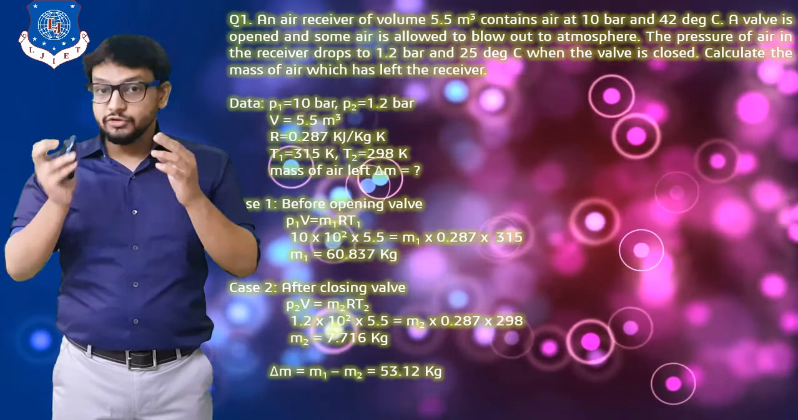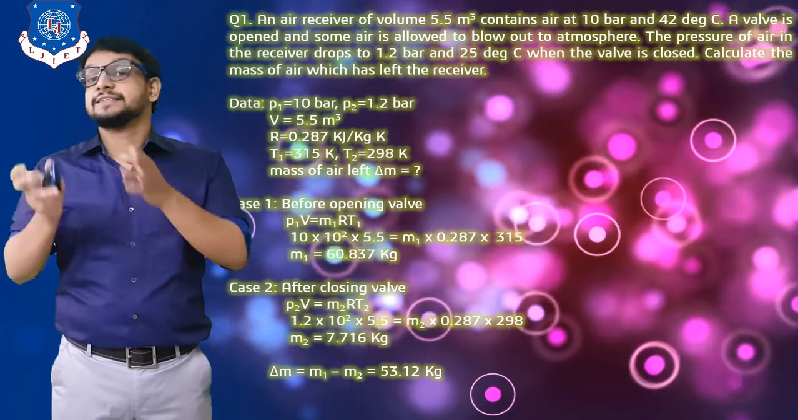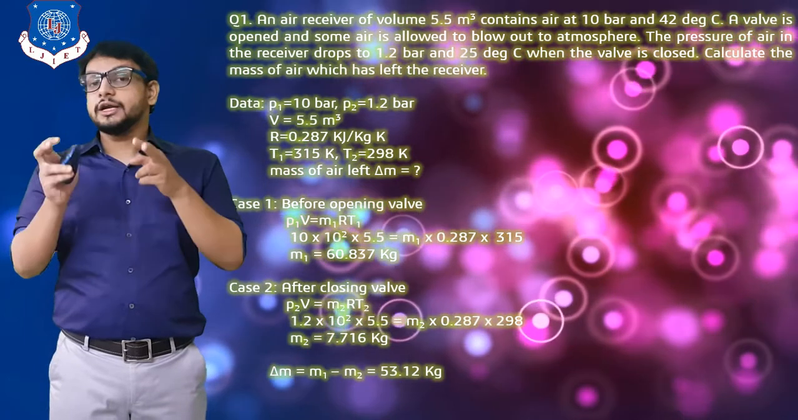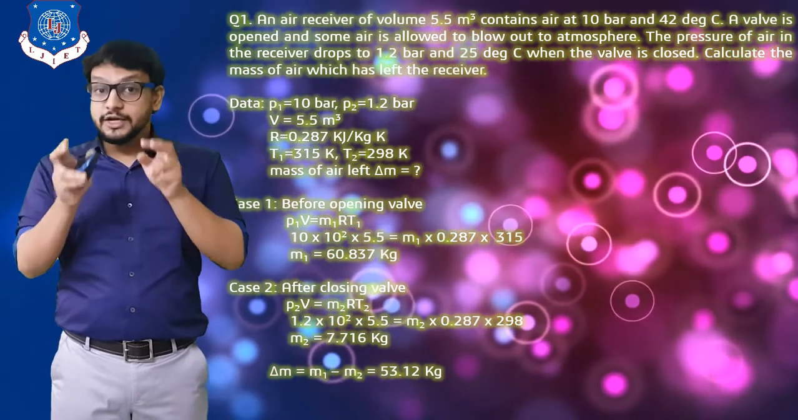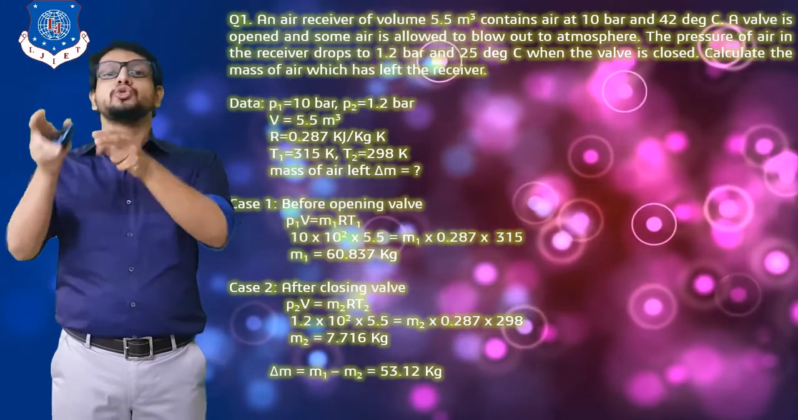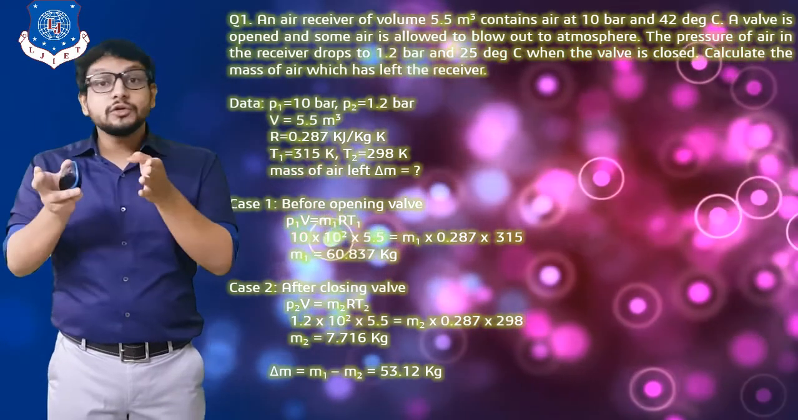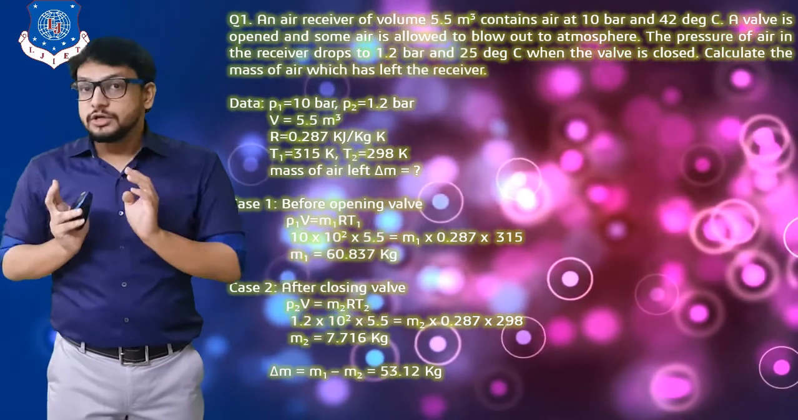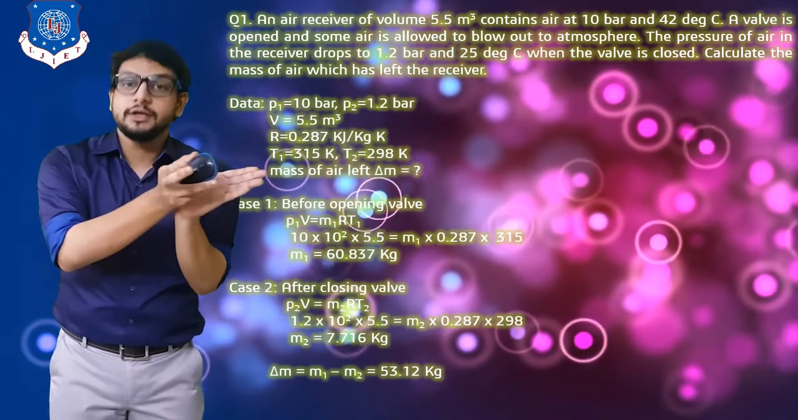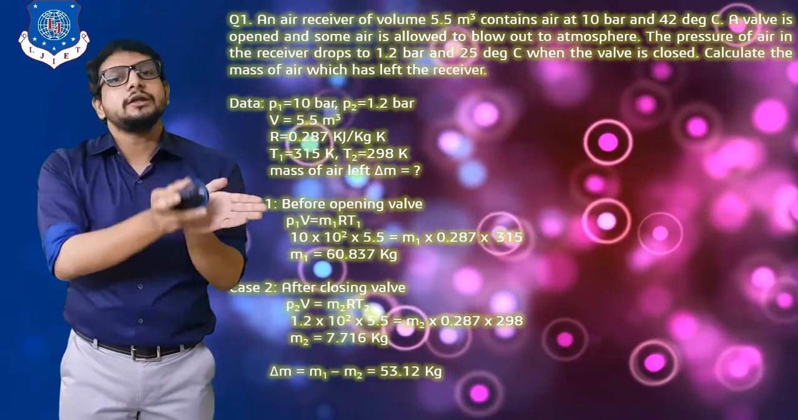Now before proceeding, we need to keep in mind that we need to convert the units of all the parameters into the SI system. As you can see, pressure P1 is given in bar, that is 10 bar, so we need to convert that into Pascal. But we also need to see that the value of capital R is given in kilojoule, so the corresponding pressure we need to take in kilopascal. Why? Because we know that joule means Newton meter. So if we are taking joule, then the corresponding pressure will be in Newton per meter square, that is Pascal. And if we take kilojoule, then the corresponding pressure should be kilopascal.